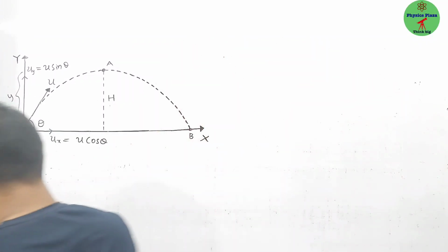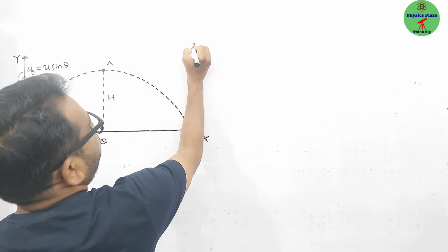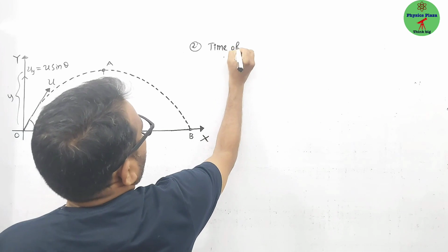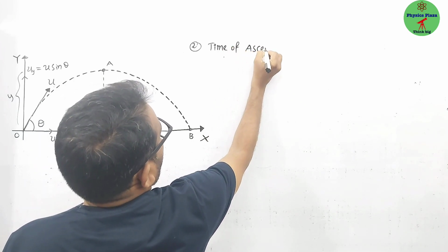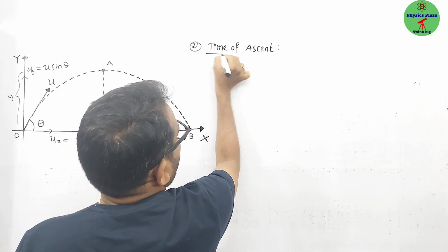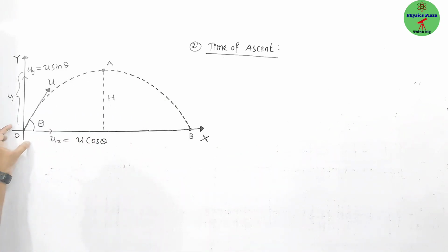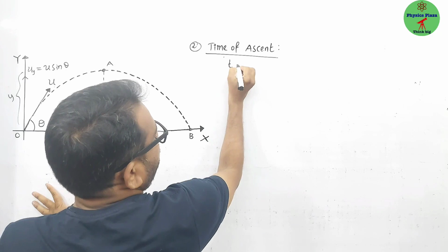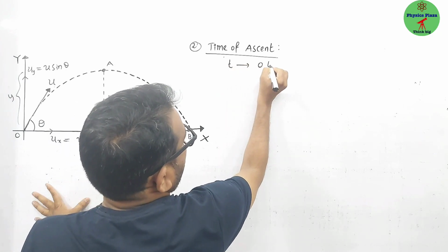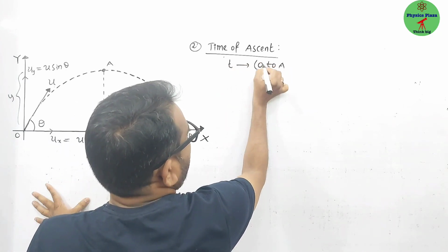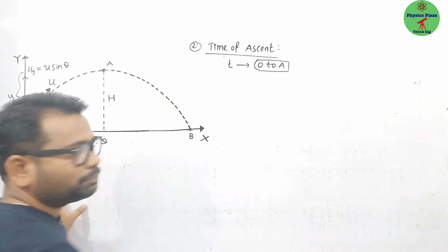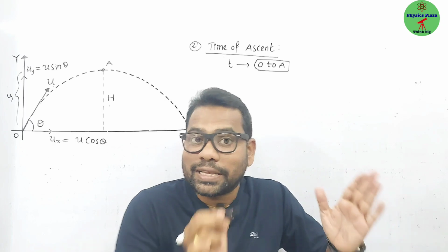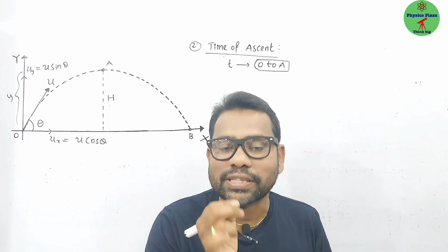The second parameter is time of ascent. So children, what is the time of ascent? The time taken by the projectile to reach the maximum height. I mean the time taken by the projectile to reach from O to A. O to A is called time of ascent. Means in the vertical direction it is moving. In the vertical direction to reach a maximum height, it takes some time. That time only we can call the time of ascent.